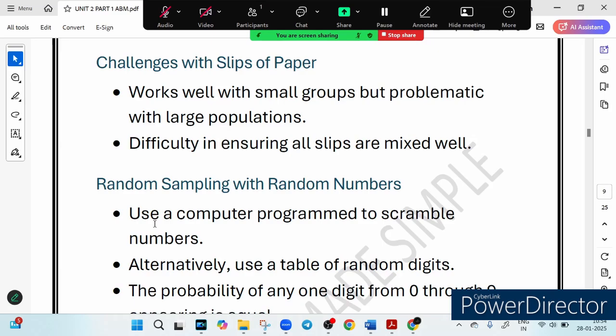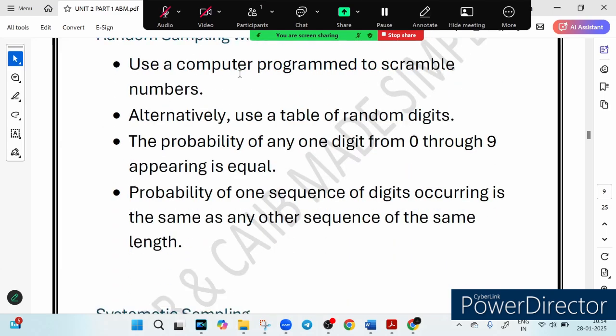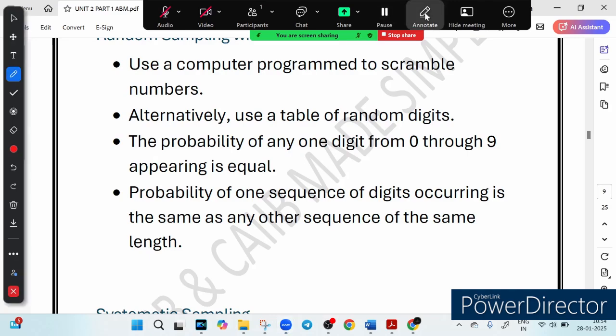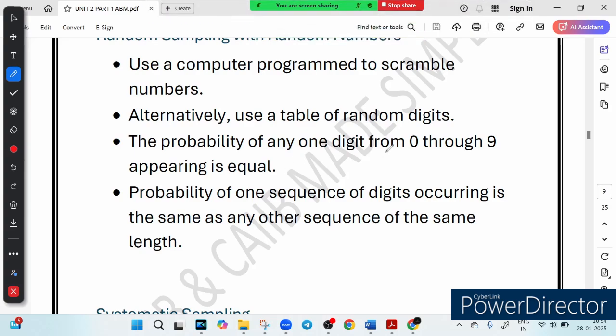The smart way is to use random numbers. A computer program can scramble numbers in no time, right? Or you can use a table of random digits. Every number from 0 to 9 has an equal chance of appearing, and each sequence of numbers is equally likely. No bias, just pure randomness. So the probability of any one digit from 0 to 9 is equal. So 1, 2, 3, 4, each one has an equal chance of appearing, right?